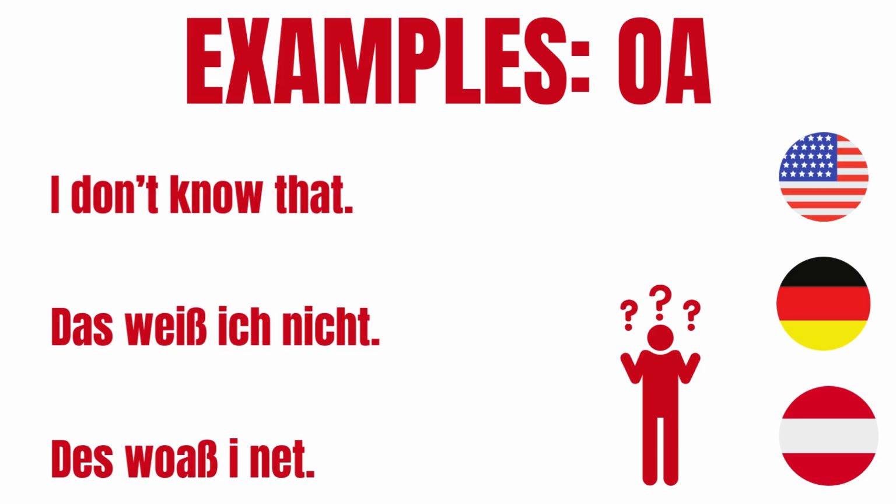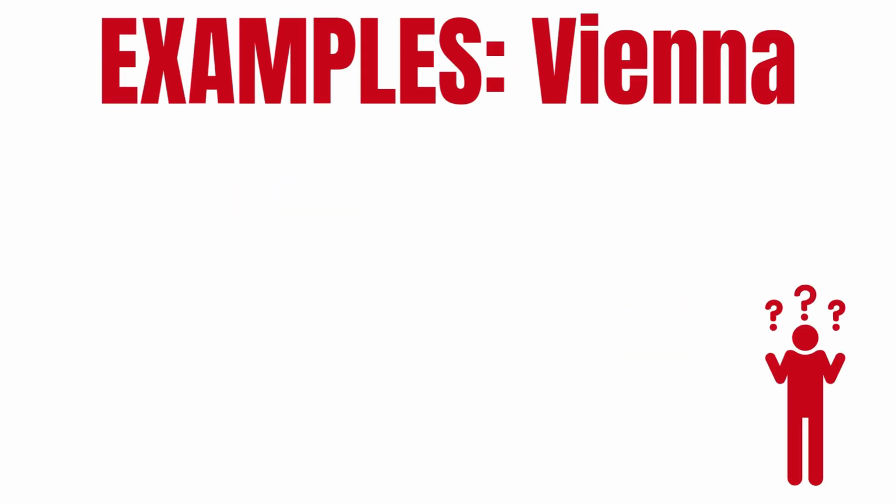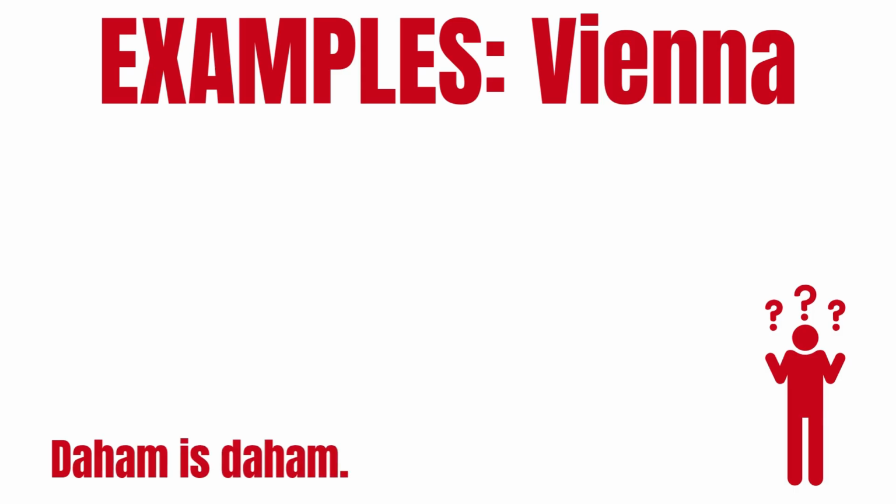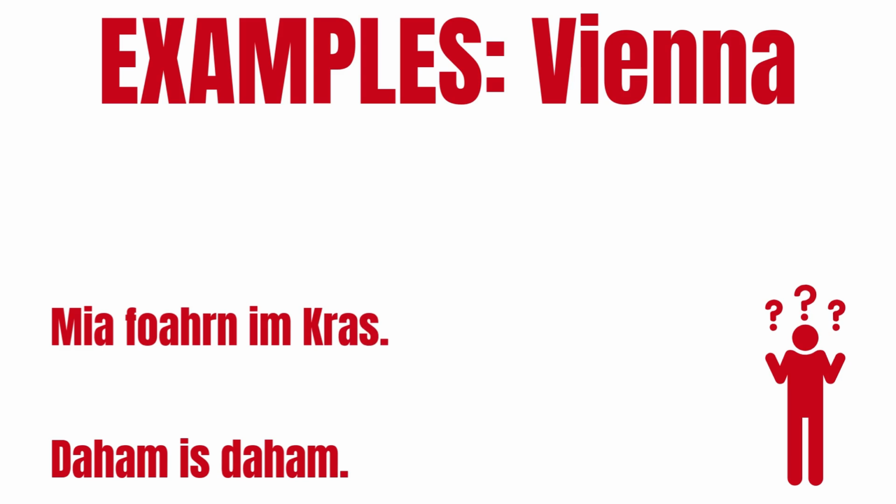Alternatively, you may come across the following sentences around the area of Vienna. Daheim ist daheim. Wir fahren im Gras. Das weiß ich nicht.